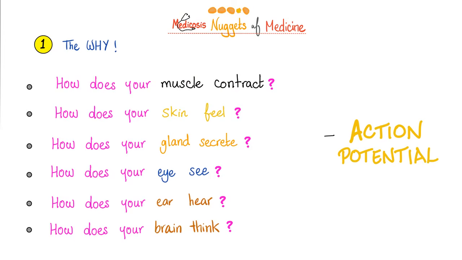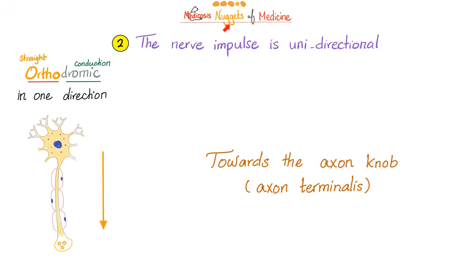Let's review Medicosis nuggets of medicine. Nugget number 1, why do you need action potential? Because action potential is life. Inside your body, the nerve impulse is unidirectional.